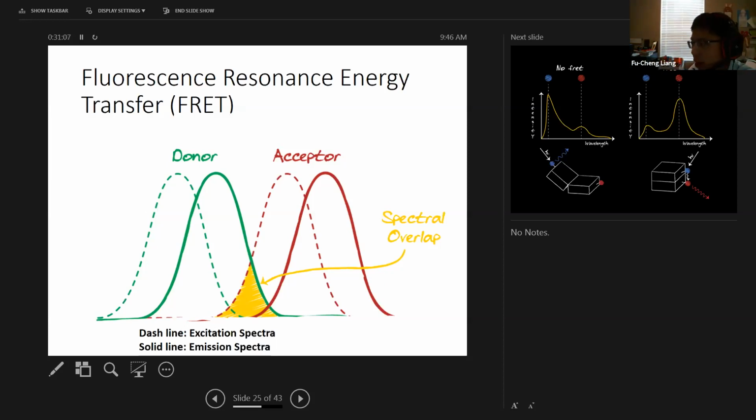And that's the reason why every time you do this kind of experiment, you need to make sure in the selection of your dyes that there is a spectrum overlap between the emission wavelength of the donor and the excitation wavelength of the acceptor. All right.